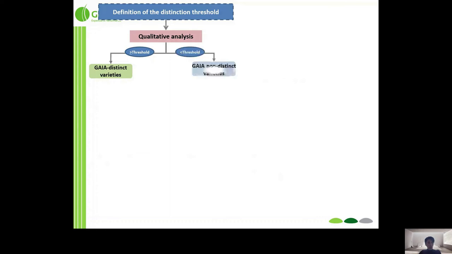That brings me to present the different types of comparison performed in the software depending on the characteristics used. First of all, you have to define the distinction threshold. This is the value of the phenotypical distance from which you consider that two varieties are distinct. First, the qualitative analysis, which uses qualitative characteristics. At the end of this first analysis, you have two pools of varieties. The pool of Gaia distinct varieties, which are varieties for which the phenotypical distance is higher than the threshold value, and the pool of Gaia non-distinct varieties for which the phenotypical distance is lower than the threshold value.